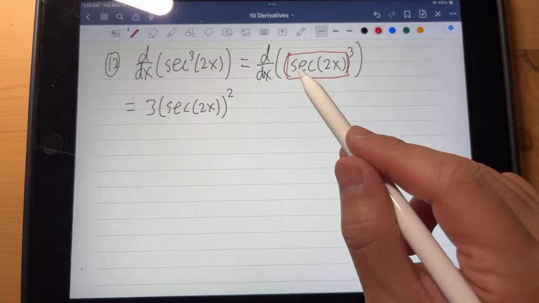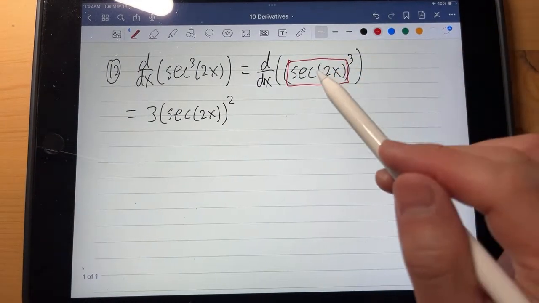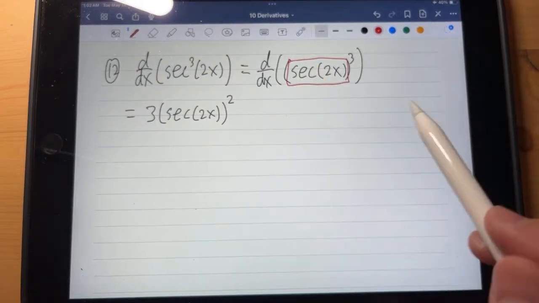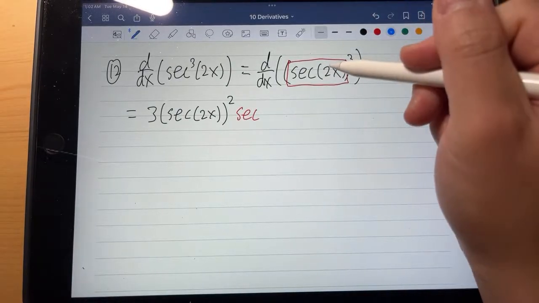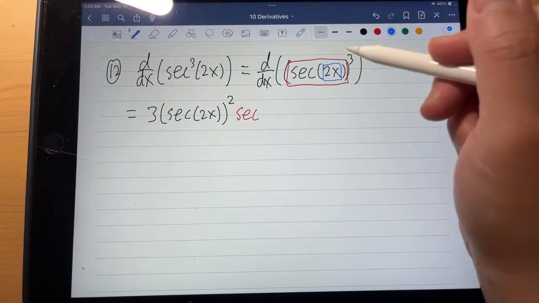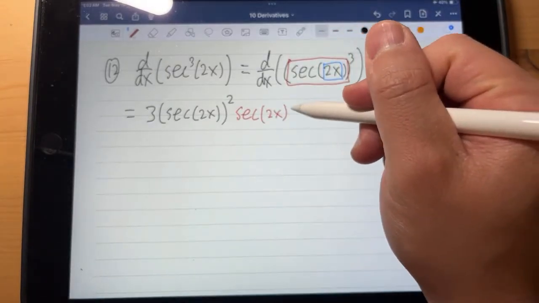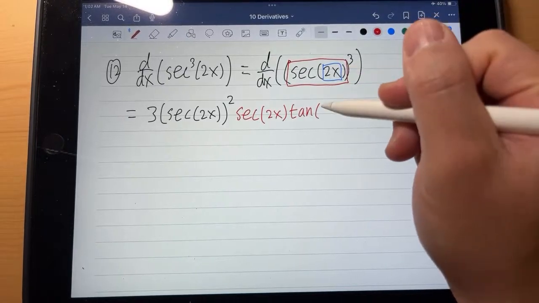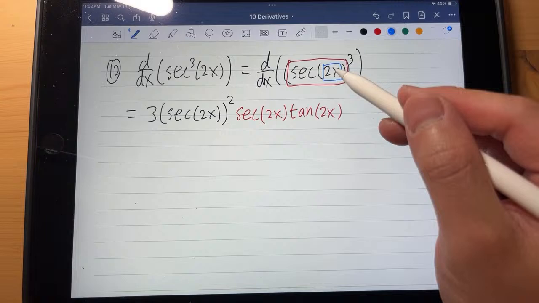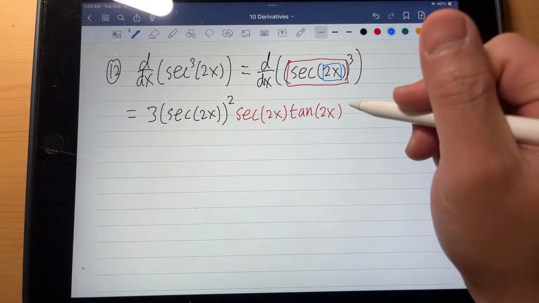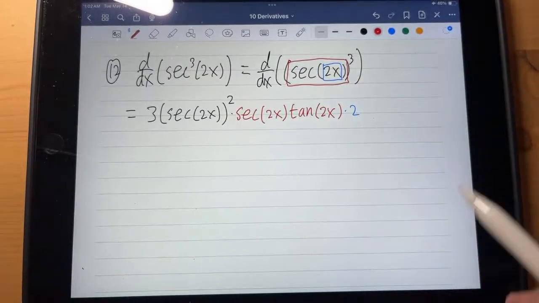Now, take the derivative of the box. So just ignore the 3 on the outside now. The derivative of secant is secant tangent. So you are going to have secant, and be careful though, inside here we still have another box. So secant of the same thing, 2x, and also tangent of the same thing, 2x. And then finally, multiply by the derivative of the 2x, which is 2. So multiply by 2. It's a chain rule twice question.